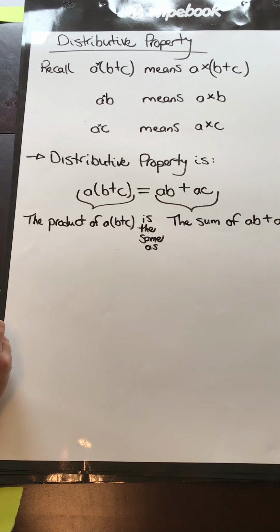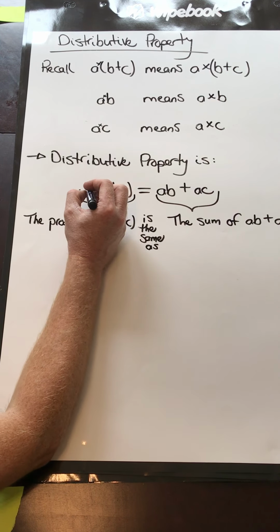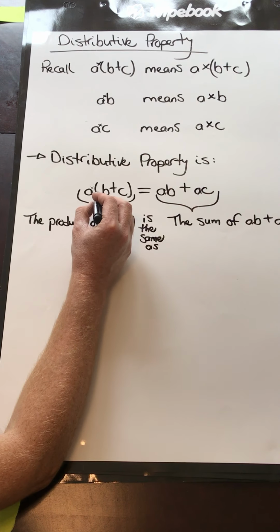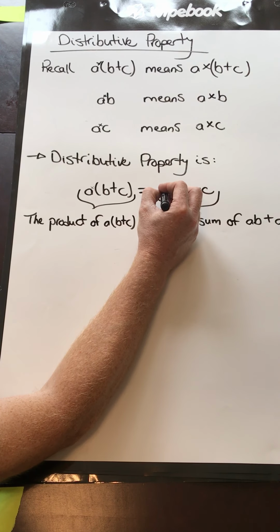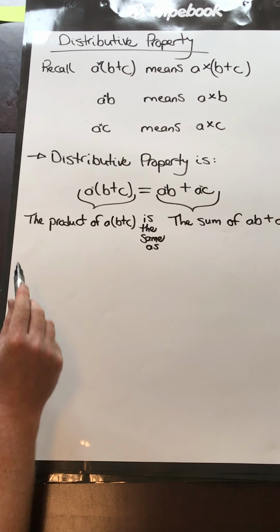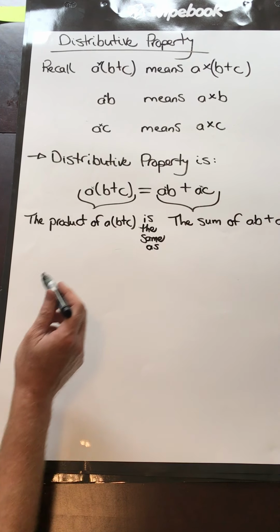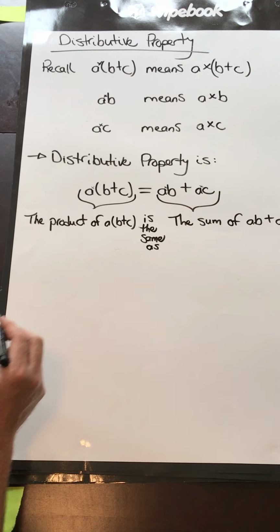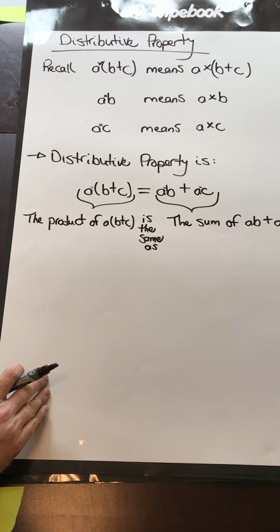So we want to talk about the distributive property. And the distributive property is that we have A times bracket B plus C is equal to A times B plus A times C. So the product of A bracket B plus C is the same as the sum of A times B plus A times C. And we are going to show that through a proof.